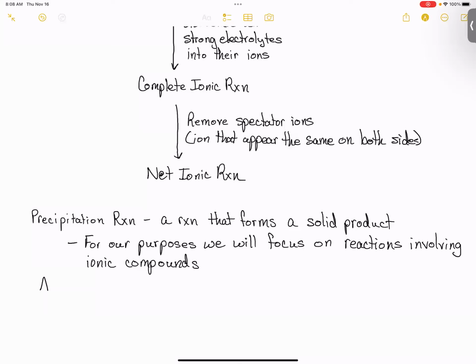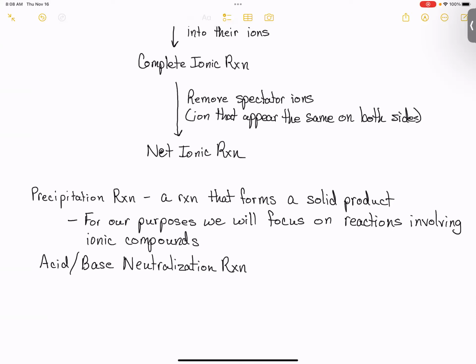The second type of reaction we're going to work with is an acid-base neutralization reaction. In an acid-base neutralization reaction, you're going to react an aqueous acid with a base.